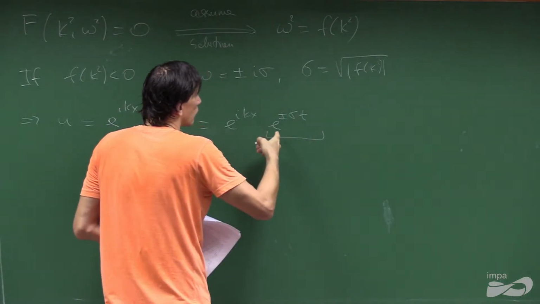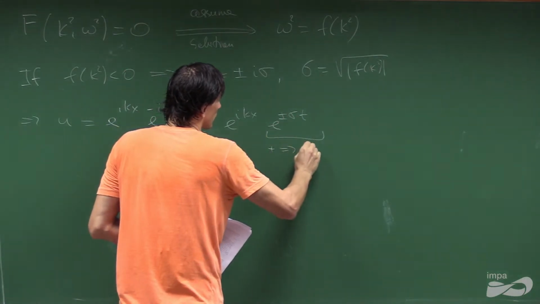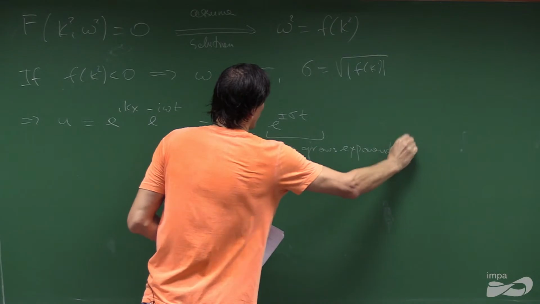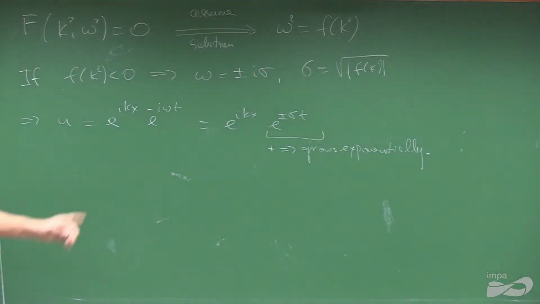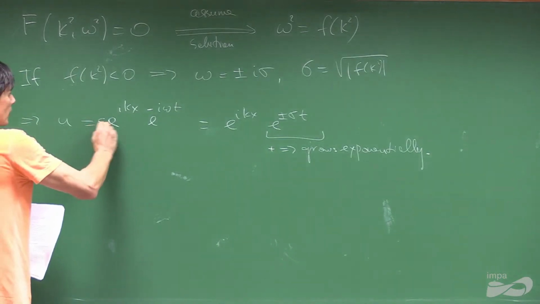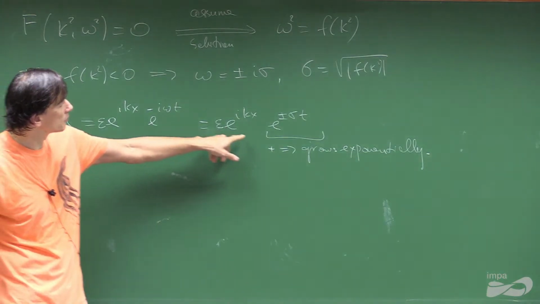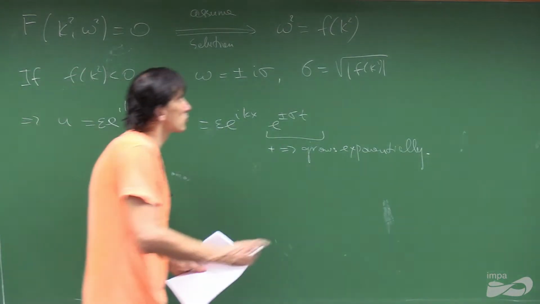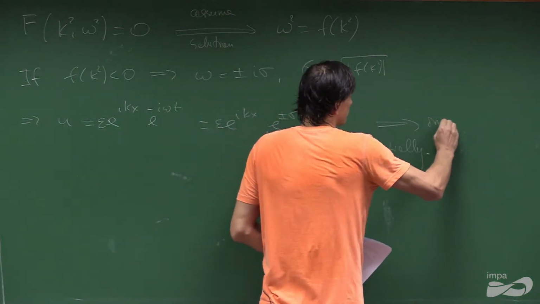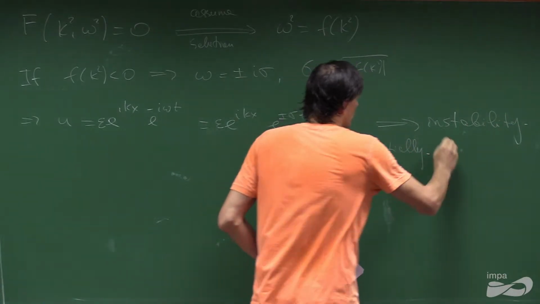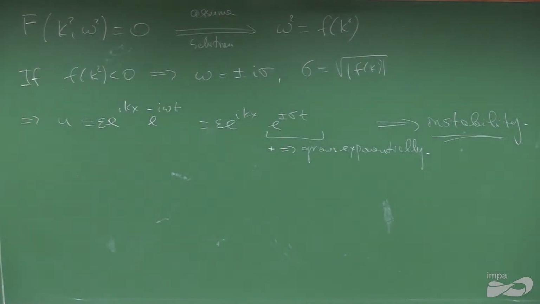And for one of the signs, it grows exponentially. So we have an exponentially growing solution, which can be multiplied by an arbitrary constant. So we have a solution which starts with arbitrary small epsilon and grows exponentially to arbitrary large value. So this leads to instability. Instability we do not allow, because we have this hypothesis.